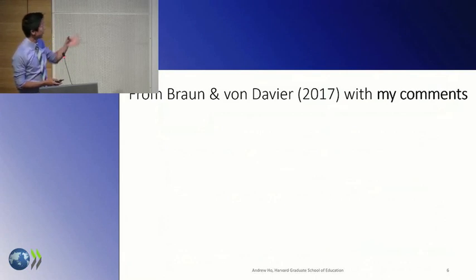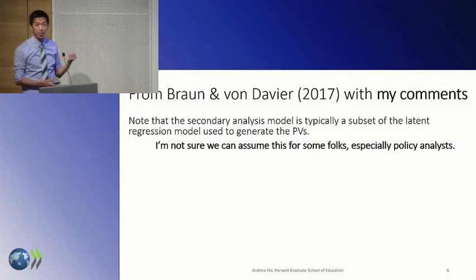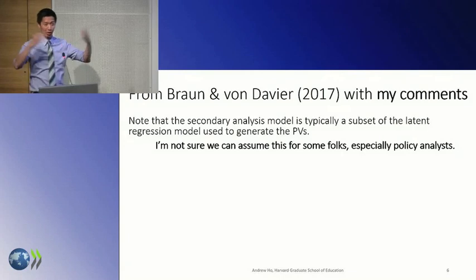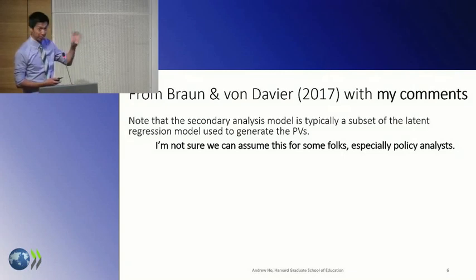So I want to have a little bit of a conversation with sock puppet Henry and Matthias over here, with my comments. And I'm taking excerpts from their paper, right? So this is Henry and Matthias, my esteemed colleagues, who I respect very much, let me just say. So these are just slight differences of opinion, right? Note that the secondary analysis model is typically a subset of the latent regression model used to generate the plausible values. This is Henry and Matthias here. So here's me, right? I'm not sure we can assume this for some folks, especially policy analysts, right? When we designed, the psychometricians up on the hill, the oracle, right? When we designed plausible values, we said, we want to give folks the ability to replicate our results and extend our results, but only in limited ways. And of course, these enterprising economists come along and say, but I have questions that only your data can answer, and you're just giving me this very limited model of the world, right? And so I think that's sort of at the heart of this issue.